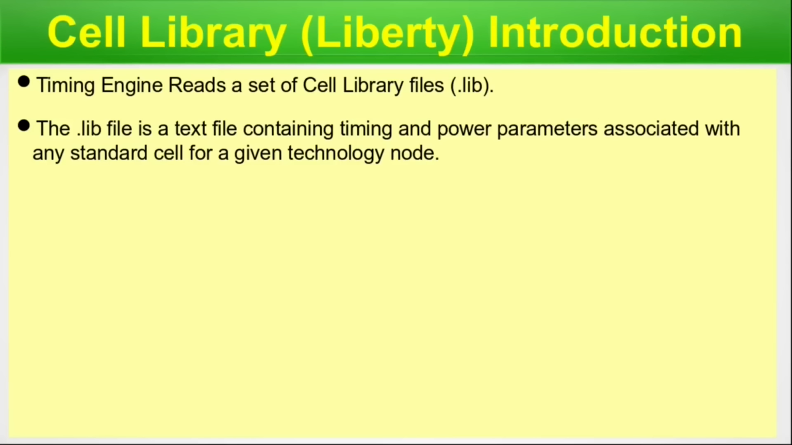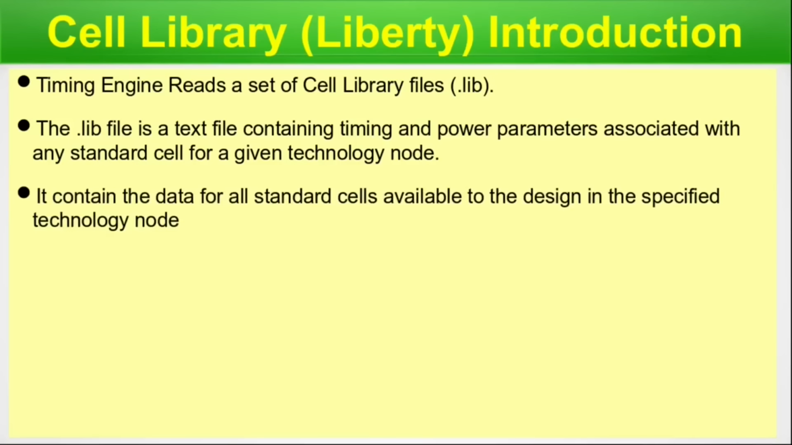And this .lib for a technology node will contain the exhaustive list of timing and power parameters for all the logic gates, sequential cells, etc. And there will be a couple of special cells also. Those special cells I have explained in the UPF video. You can go there and see. Also, I'll put the link in the description. It contains the data for all standard cells available in the design in the specified technology node.